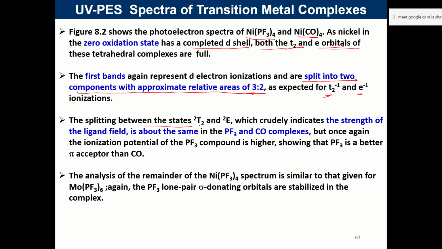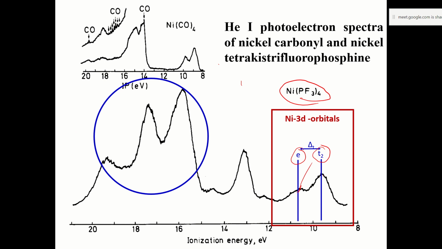The splitting between the states: the strength of the ligand field is about the same in PF3 and CO complexes. So the splitting between the two states is the same, the extent to which the splitting has occurred. In both of these, what you see here is for T2 and this is for E, and you can work out the energy between these two. So if you observe it carefully, the separation between the two gives you delta T.